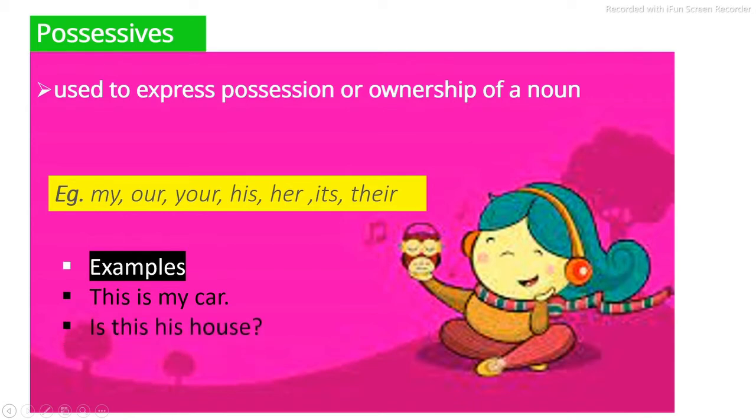Is this his house? So house, a noun, is modified with the determiner his. And her mom is very pretty. So mom is the noun and her is the possessive, which we can say is a determiner.